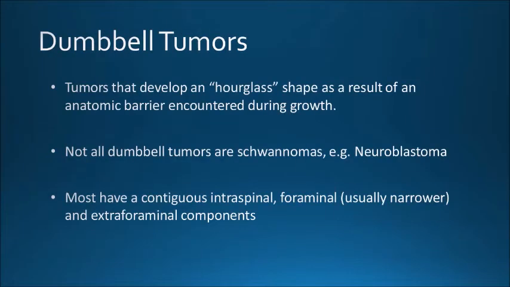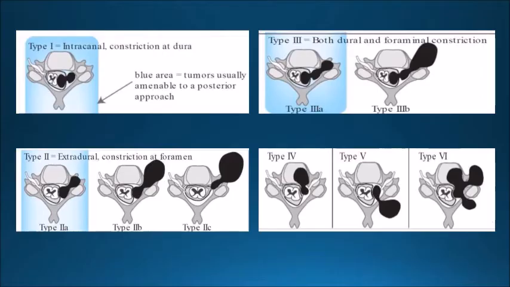So what are dumbbell tumors? Tumors that develop an hourglass shape as a result of an anatomic barrier encountered during the growth. Not all the dumbbell tumors are schwannomas actually, but can also be neuroblastomas. And most of these have involvement of the contiguous intraspinal, foraminal and extraforaminal components as well. And we will see the example in the coming slides.